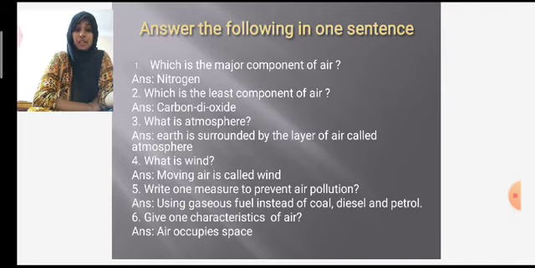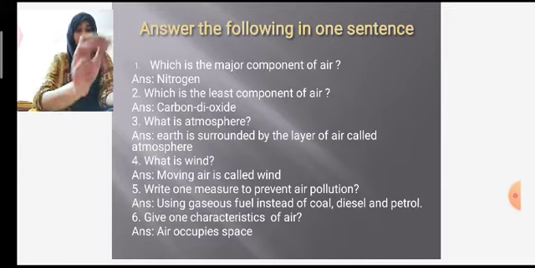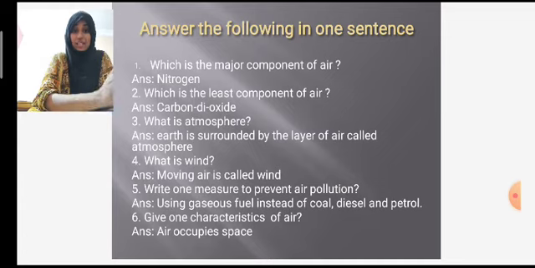What is the characteristic of air? There are many characteristics, like air is used for burning. I have given one characteristic, that is, air occupies space. One example for this is your balloon. How much air you fill, the balloon will blow that much. That is how the size of the balloon depends on the air filled. That is, it occupies space. Air occupies space is one of the characteristics of air.